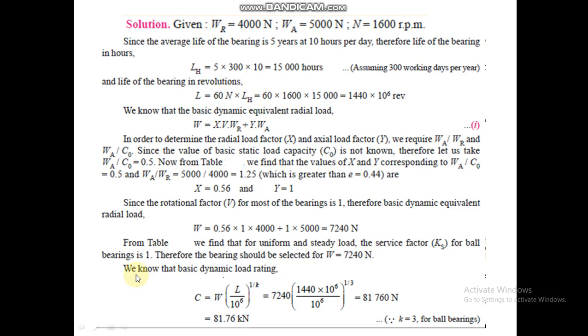Now in the next step, we will calculate the basic dynamic load rating, the value of C. C is equal to W into (L by 10 raised to power 6) raised to power 1 by k. W is 7240, L is the life of the bearing in revolutions, which we have earlier calculated, upon 10 raised to power 6, and 1 by k is 1 by 3. So C comes out to be 81760 Newton, or we can say 81.76 kilonewton.